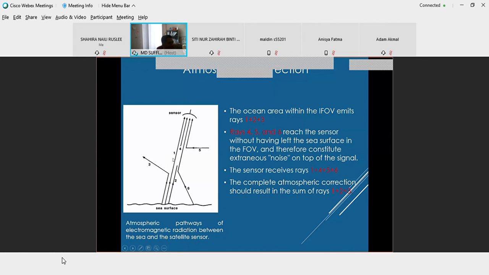So rays 4, 5 and 6 reach the sensor without having left the sea surface in the field of view. And therefore constitute extraneous noise on top of the signal. What time did it arrive?